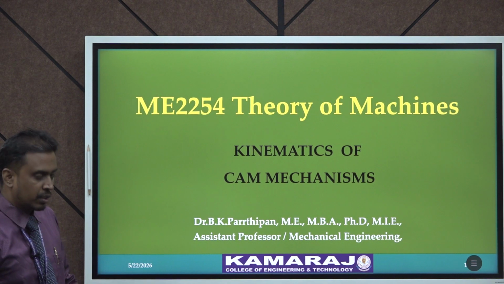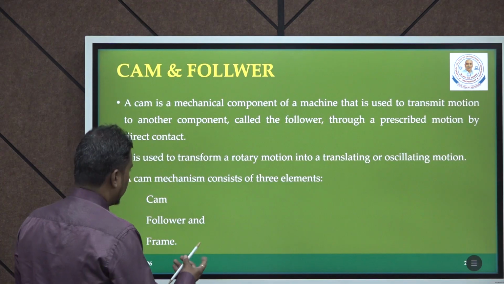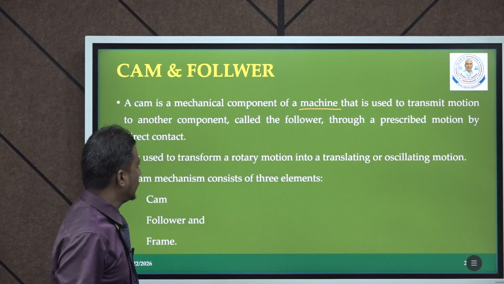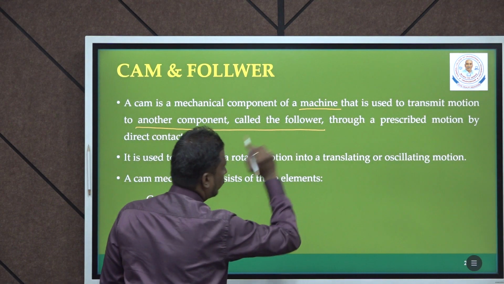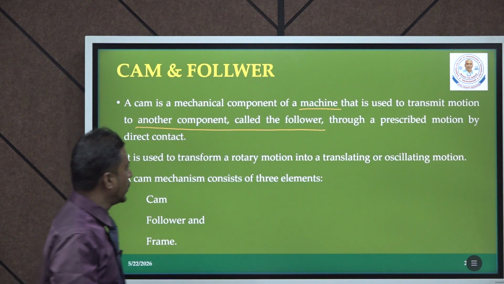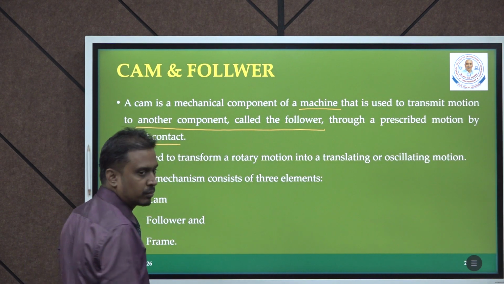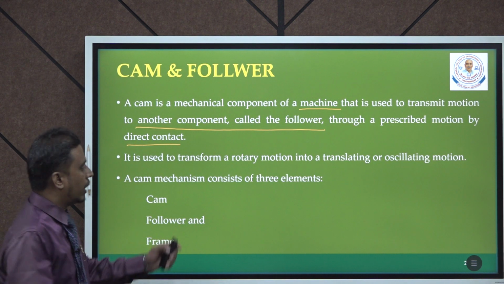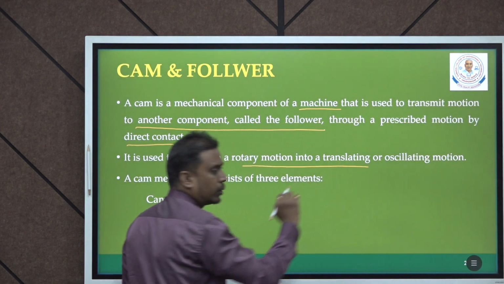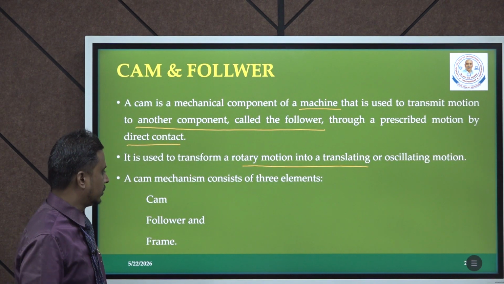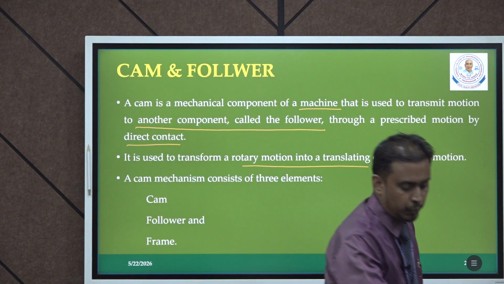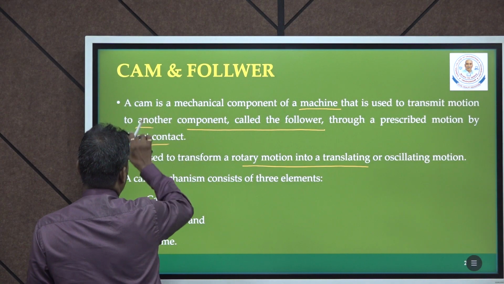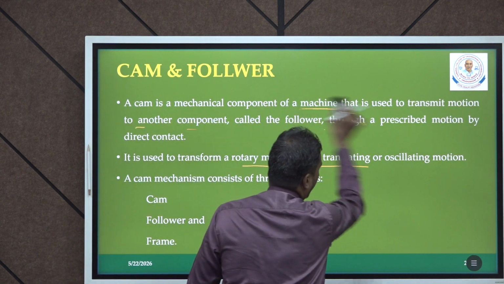Let us start with the definition of cam and follower. Cam is a mechanical component of a machine that is used to transmit a motion to another component called follower through a prescribed motion by means of direct contact. And the cam follower setup is generally used to convert a rotary motion into a reciprocating motion or an oscillating motion. This setup consists of three important components: the cam, the follower, and the third one is the frame. The function of the frame is to mount the cam follower setup.